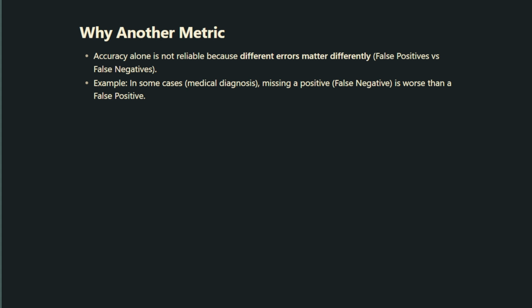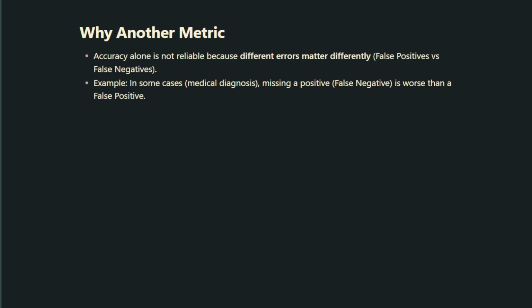For example, in a medical diagnosis, imagine a test for a serious disease. If the model makes a false positive, it means the patient is told they might have the disease, even though they don't. This could cause stress and some extra tests. But if the model makes a false negative, it means the disease is actually present, but the model completely misses it. This is much more dangerous because the patient won't get the treatment they need.